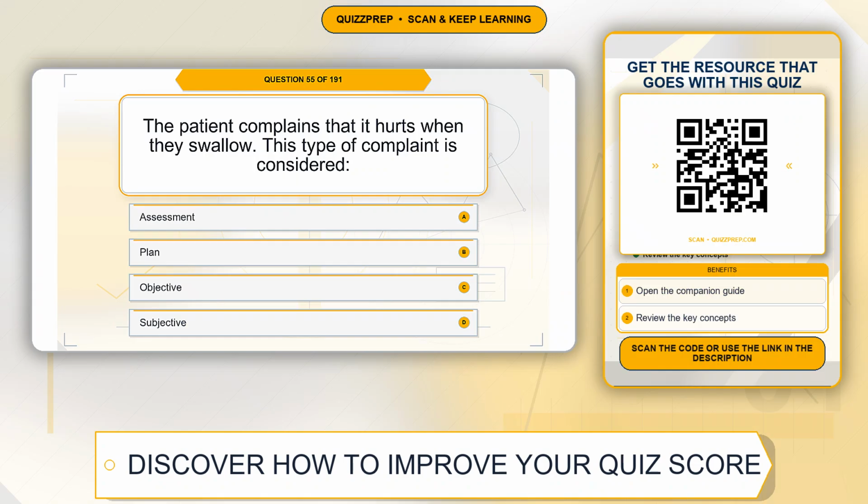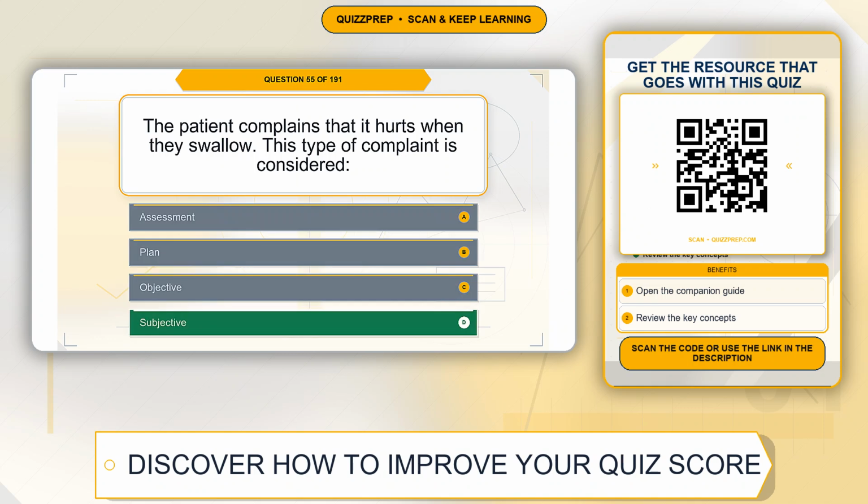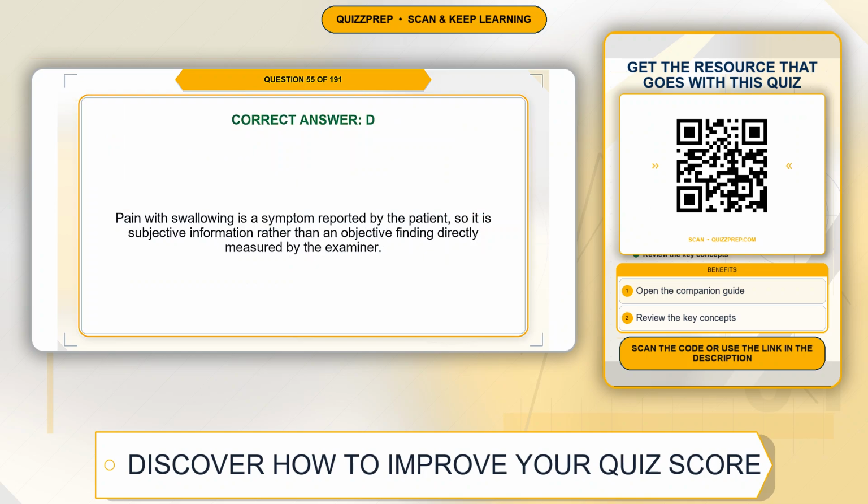Question 55. The patient complains that it hurts when they swallow. This type of complaint is considered: Option A, assessment. Option B, plan. Option C, objective. Option D, subjective. The correct answer is option D, subjective. Explanation. Pain with swallowing is a symptom reported by the patient, so it is subjective information rather than an objective finding directly measured by the examiner.